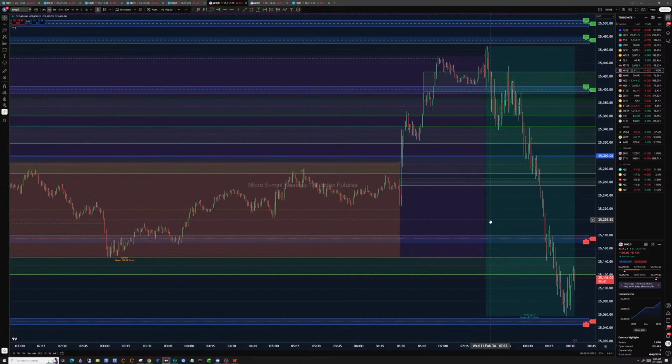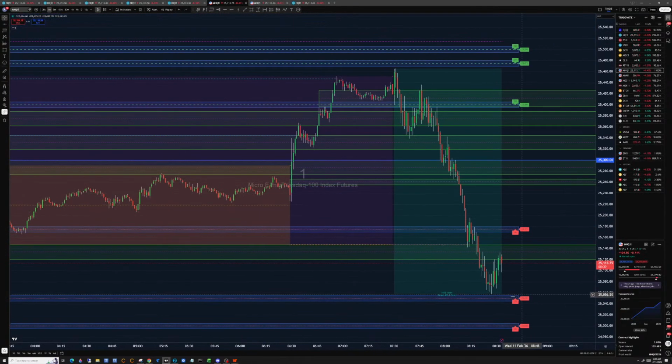So check this out. Look, hey Matt, if you're on here, look at what happened right before the level. It just didn't quite hit the level, so you know what that means. It's almost a guarantee it's coming back down.